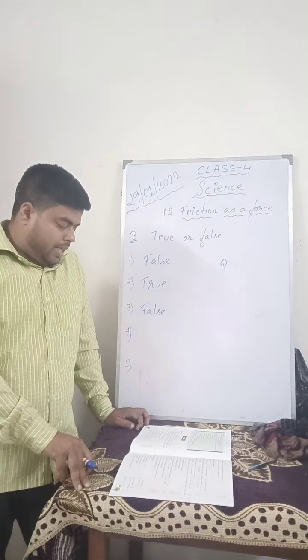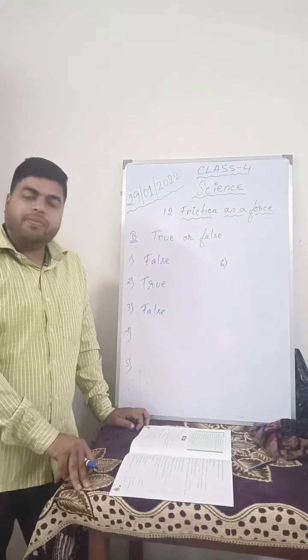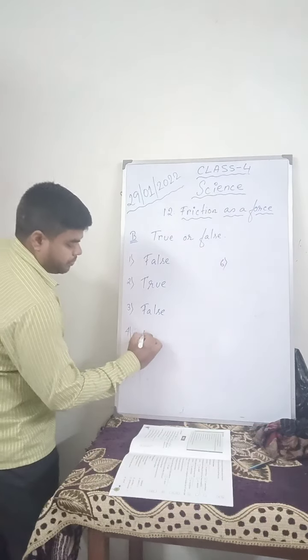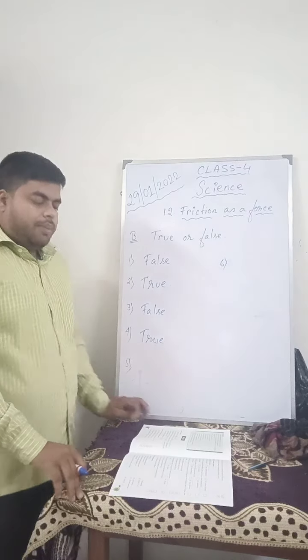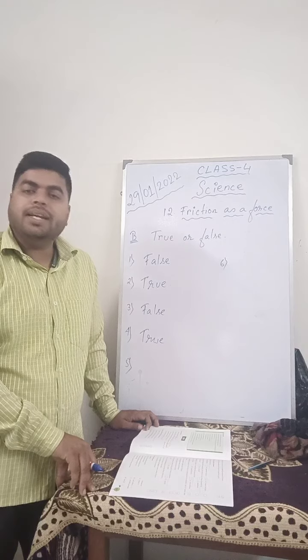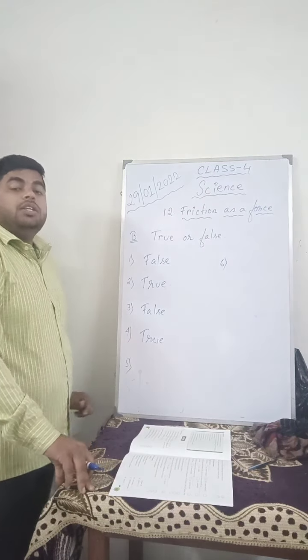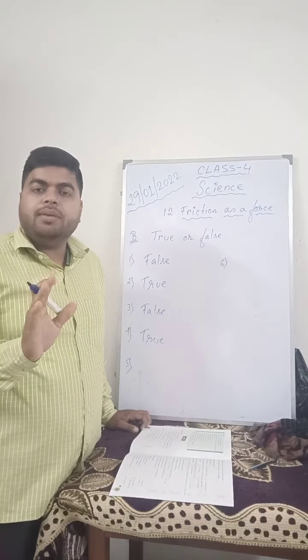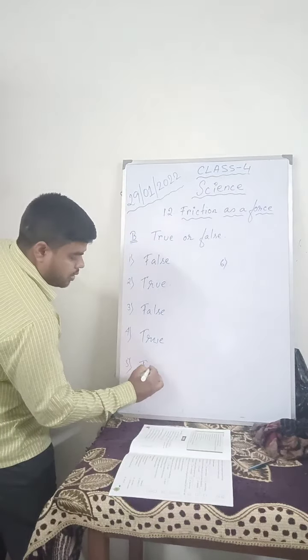Number 4. Heat of lamp or electric stove is because of friction. True. Number 5. Lubricants are used to completely remove friction. Sorry, the lubricants are used not to completely remove but to reduce the amount of friction. So the statement is false.